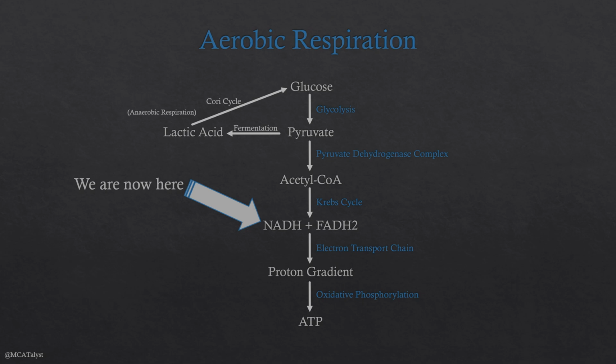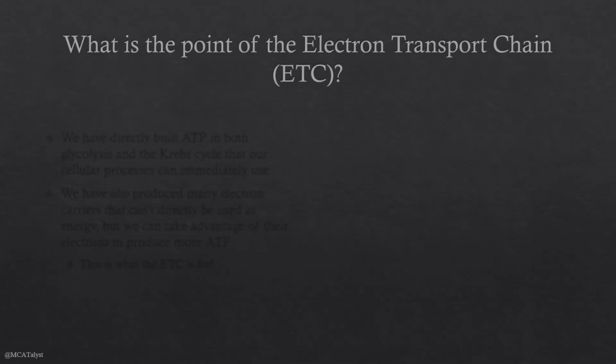Now at this point, we are just going to be taking these electron carriers and sending them through the electron transport chain. And what this is going to help us do is create what's called a proton gradient. We're going to be taking a lot of protons, hydrogen atoms, from the inside of the mitochondrial matrix and pumping them out of the mitochondrial matrix, creating a gradient that we'll be able to take advantage of later. So just to reiterate, what is the point of the ETC?